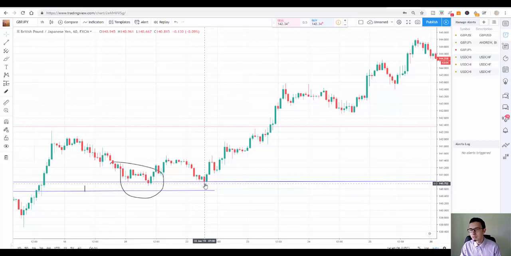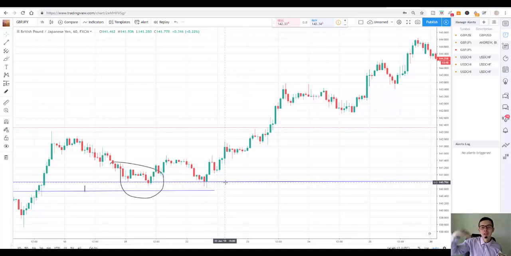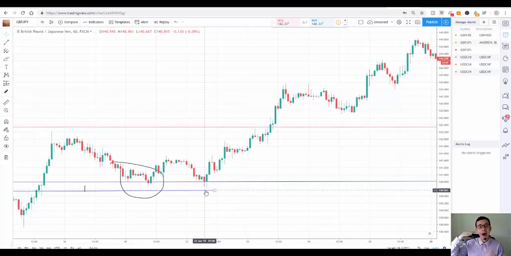So these are the pips I would lose: 140.750 to 140.650. This is my losing money. But after that point, the price goes up and I make profit. Why do I make profit? Because I adjusted my stop loss and I gave my stop loss bigger distance. That's all there is for this particular point.